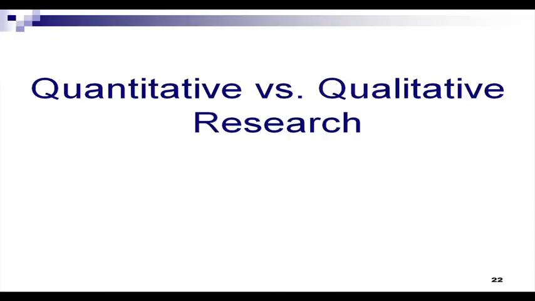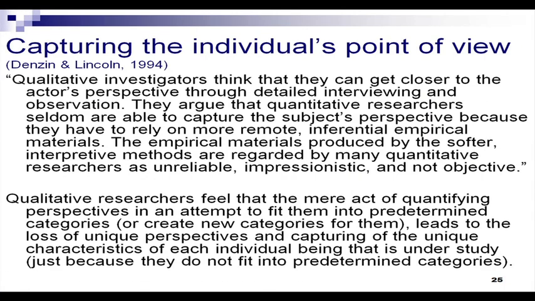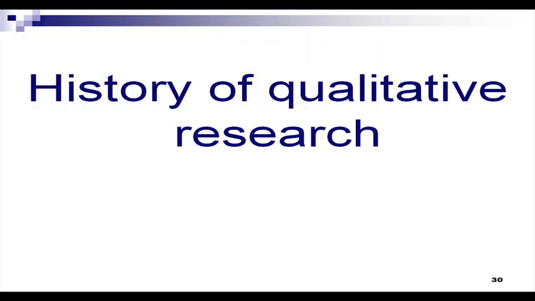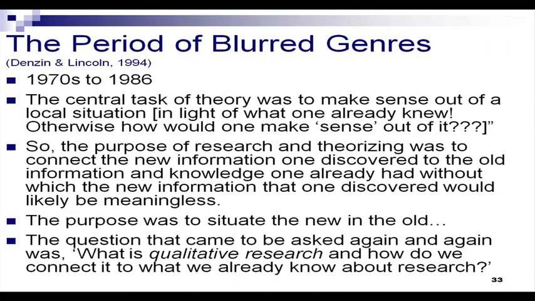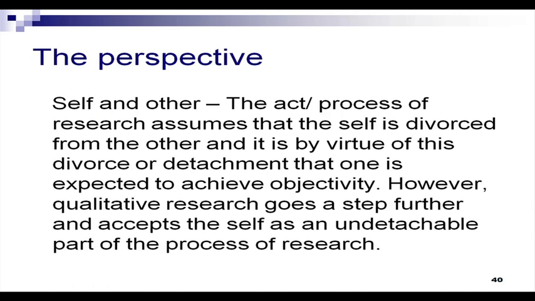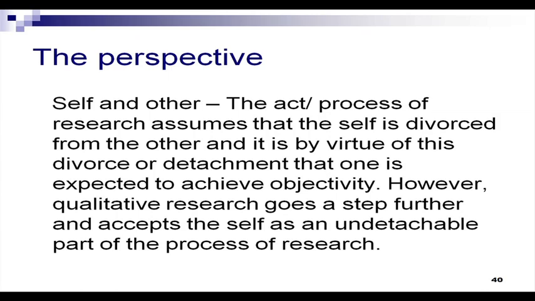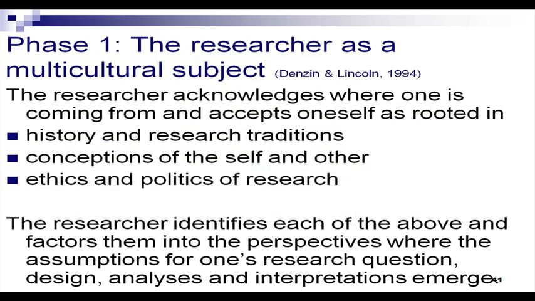Then we discussed the differences between quantitative and qualitative research. We talked about the history of qualitative research. We talked about the various moments. Then we talked about the process of qualitative research. We discussed the dance between the self and the other, and going into and understanding things from the inside, and then coming out of the whole process and seeing and analyzing whatever we saw and captured as objectively as possible. Then we talked about various phases of the process of qualitative research.